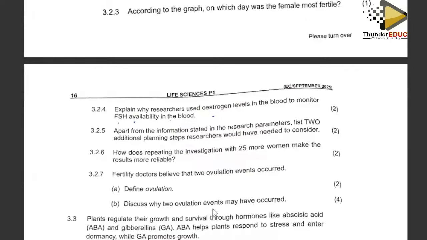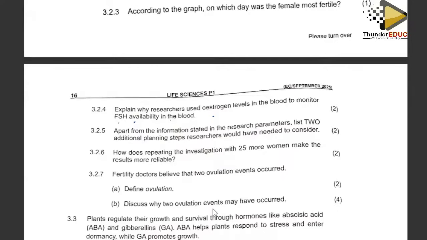So you can't have a high level of estrogen when the Graafian follicle is not there, because it's the Graafian follicle that produces the estrogen. That's why if they measure the estrogen, definitely the levels will indicate how big the Graafian follicle is. Yes, because as it grows, it produces more estrogen.